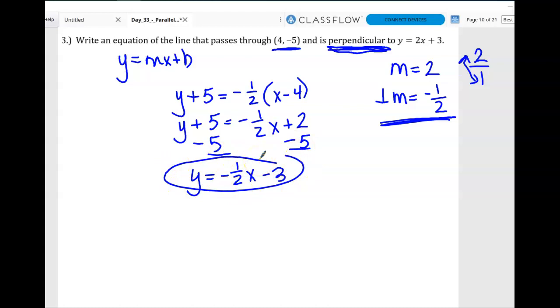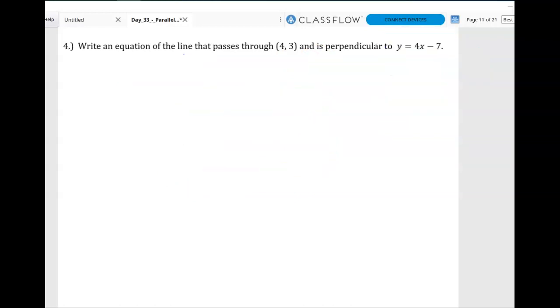Okay, so there's our answer. Now, if we took both of these equations and graphed them in Desmos, we would see that they're perpendicular to each other and that this line actually runs through that point. Okay, so let's try another perpendicular one. This probably would be a good time to pause the video and try it on your own.